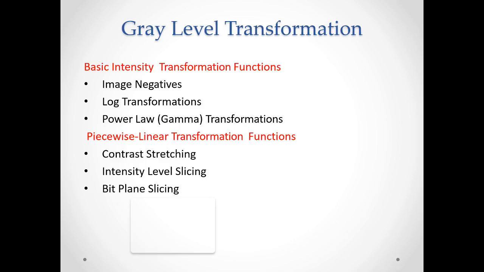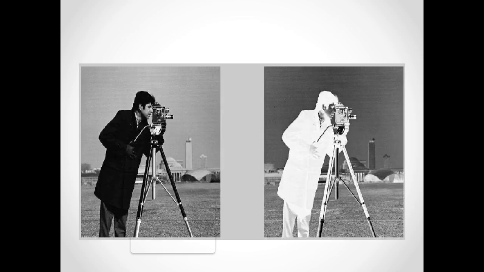Figure shows 3 basic types of transformation functions that are frequently used for image enhancement. We can classify the transformation functions as linear transformation function, logarithmic transformation function, and power law transformation function. Linear transformation function consists of image negative and image identity. Logarithmic function consists of log function and inverse log function. Power law consists of nth root and nth power.